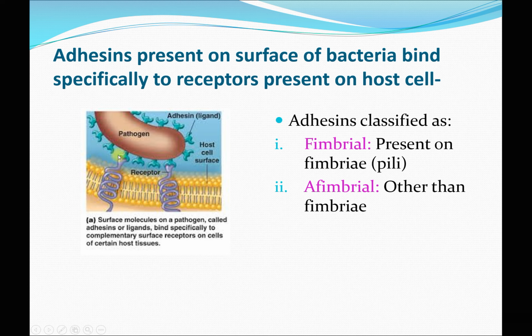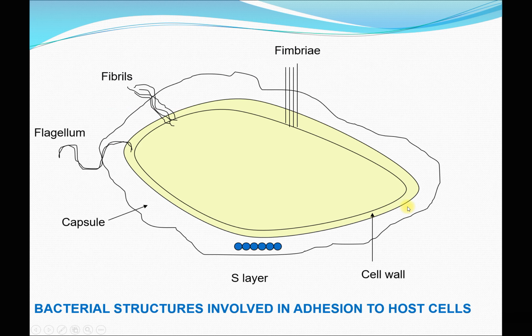There has to be interaction between the virulence factor of the pathogen and the receptors present on the surface of the host cell. The adhesins, which are the virulence factors responsible for the attachment, can be classified as fimbrial adhesins or afimbrial adhesins. Fimbrial adhesins are present on the fimbriae or the pili. Afimbrial adhesins are the adhesins other than the fimbriae.